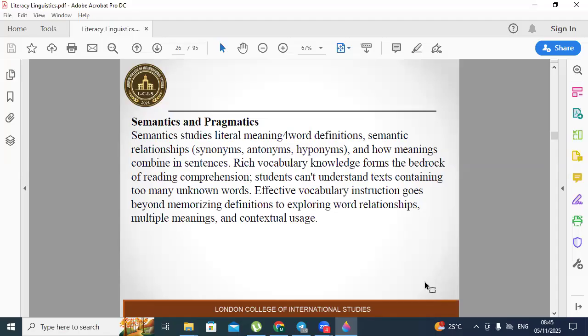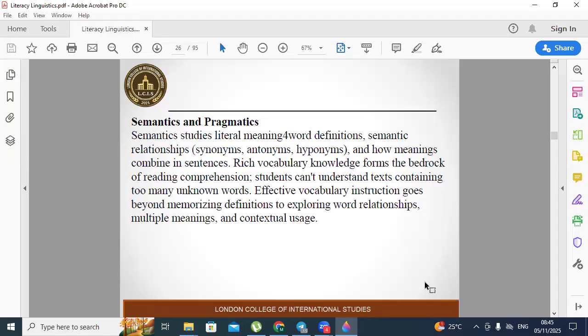Consider idioms like "it's raining cats and dogs" or "break a leg." Literal interpretation leads to complete confusion. Students must learn that these expressions have conventional meanings different from their literal words. Understanding sarcasm requires pragmatic knowledge, recognizing that tone and context can override literal meaning. "Oh, great! Another rainy day" likely means the opposite of what the words literally say.